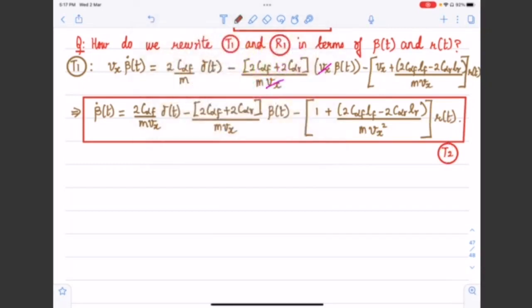So similarly, R1 can be rewritten as follows.